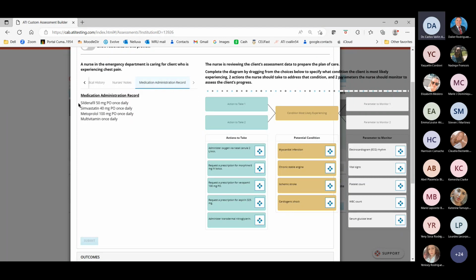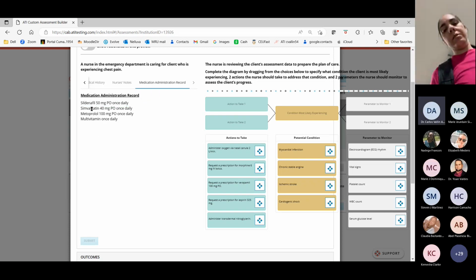Medication administration record, sildenafil. What is this? Viagra. Is this important? Yes, because the patient cannot receive what? Nitroglycerin. So this is something that we all need to know: if the patient that is having the angina or myocardial infarction is taking sildenafil daily, cannot receive nitroglycerin, no sublingual nitro, because it can produce a severe hypotension. That's why they mentioned the erectile dysfunction and sildenafil.